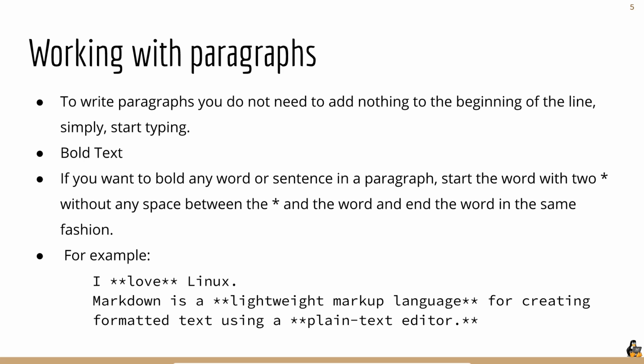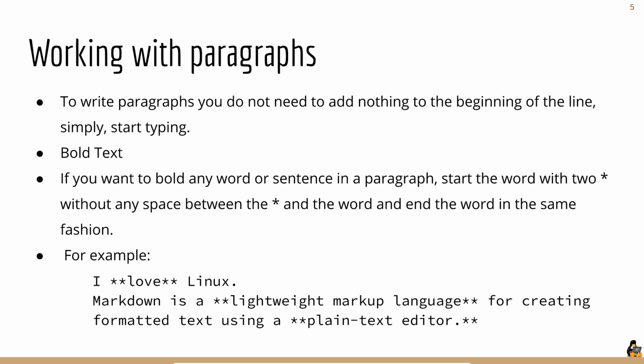But paragraphs can be formatted. For instance, you can have letters that are bold, and complete words or sentences that can be bold. If you want to bold something in Markdown, all you have to do is put two asterisks in the beginning, write whatever you need to write, and then two asterisks in the end. No spaces.